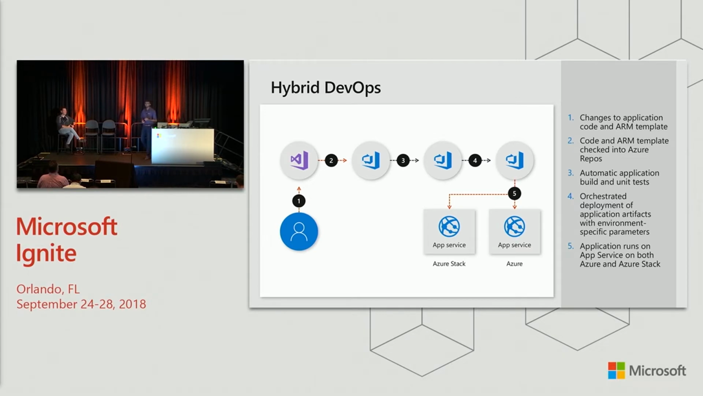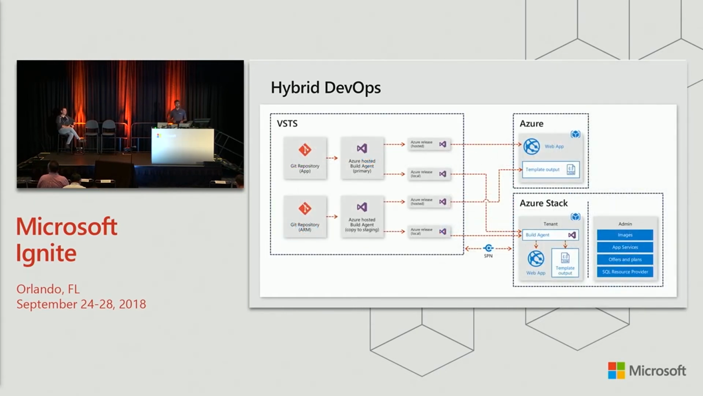So I make a change to application code or the ARM template. Great. I check it into Azure Repos. The build commences automatically and tests are run automatically. Hopefully, I'm a good enough developer that it passes on like the second time. I'm not even going to go for the first. And then the deployment is orchestrated by Azure DevOps. The application, in this case, will run an app service on both Azure and Azure Stack using the native Azure DevOps tooling.